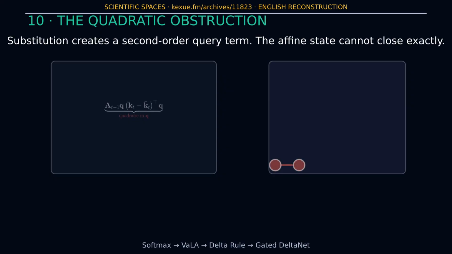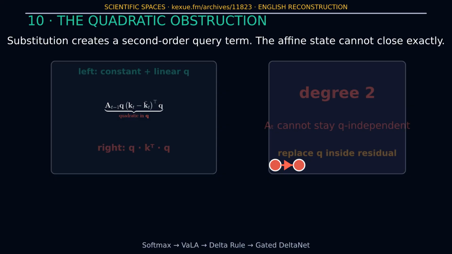The A q term creates a product of two query factors. The left side of the affine ansatz allows only a constant and a first-order q term, but the right side has a second-order term. Exact separation is therefore impossible under this ansatz. This failed algebra is useful. It tells us exactly what must be approximated.